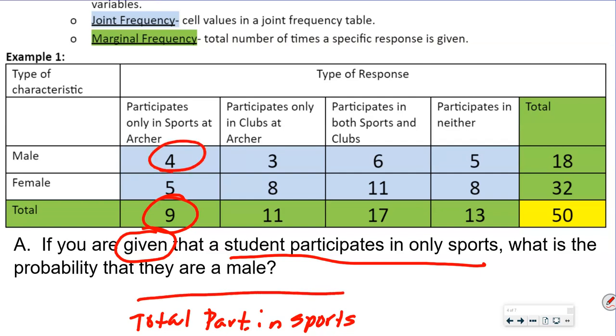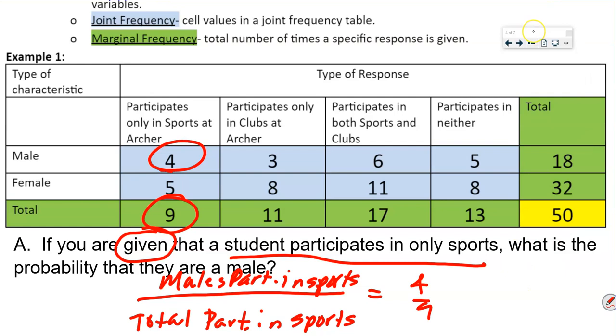So then we're going to talk about males that participate in sports, right? Okay, so this means we're going to put our 4 over our 9. That cannot be reduced, right? And we do 4 divided by 9. Sorry, that doesn't look much like a 9. That's going to be equal to 0.44, which is 44%, okay?